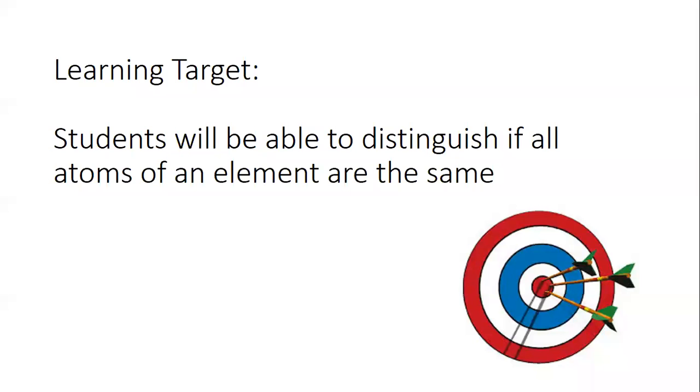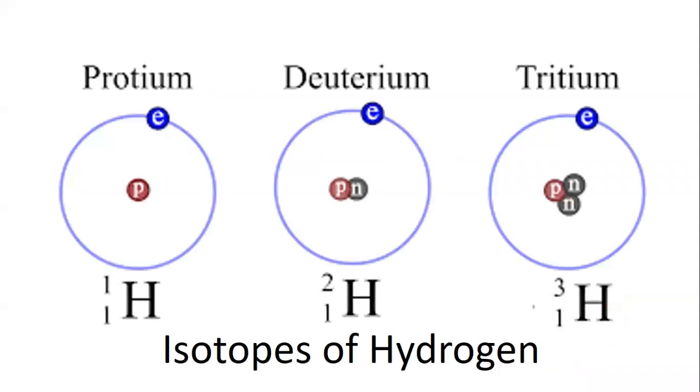Okay, we are moving right along in week 8. This is our 4th student learning target, by the end of which we should be able to distinguish if all atoms of an element are the same. Are all atoms of an element the same? Well, let's find out. Let's go back to the atom building workshop.